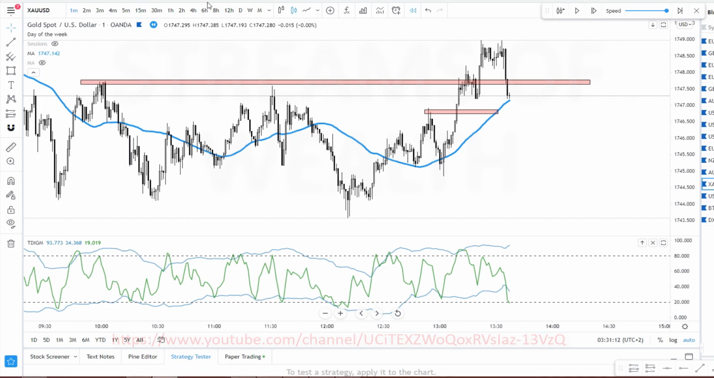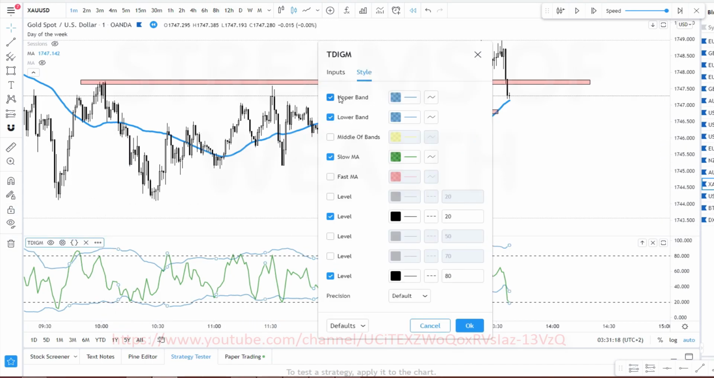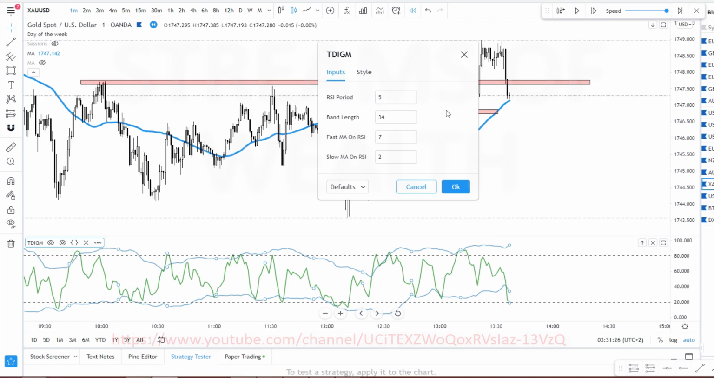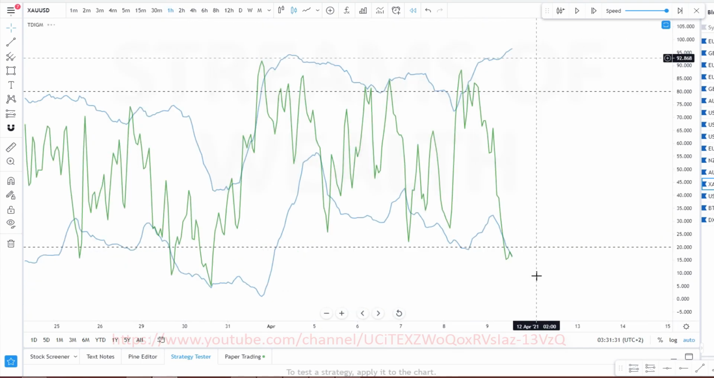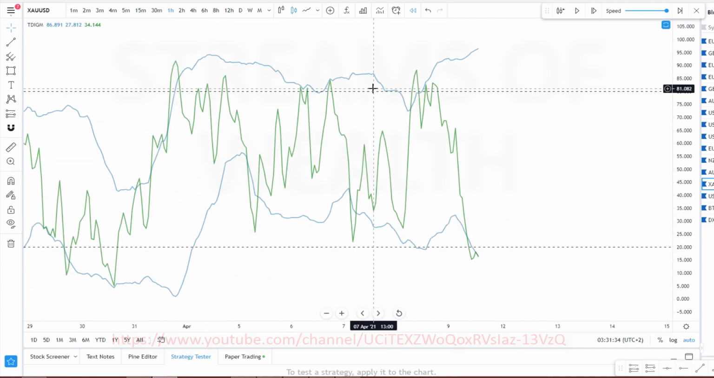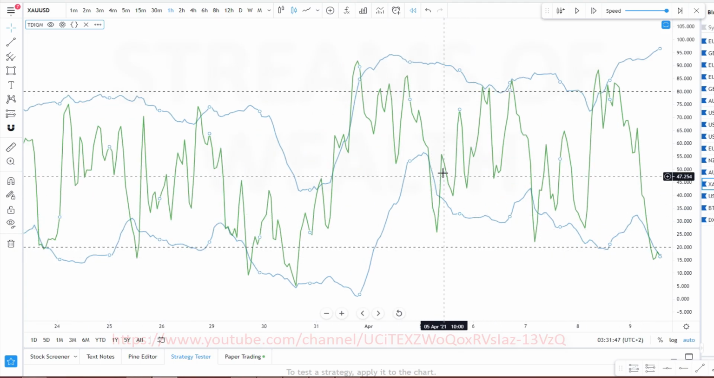So again, we have 50 moving average. We have TDI indicator. We have these settings, upper band, lower band. We have 2 levels, 20 and 80. Just copy and paste it. We have RSI period on 5. Now, on 1 hour, we are waiting for this green line to cross above or below this blue line, and it also has to cross above or below 20 or 80 RSI. If we get it, then we are waiting for some reversal, for example like this, some strong reversal.